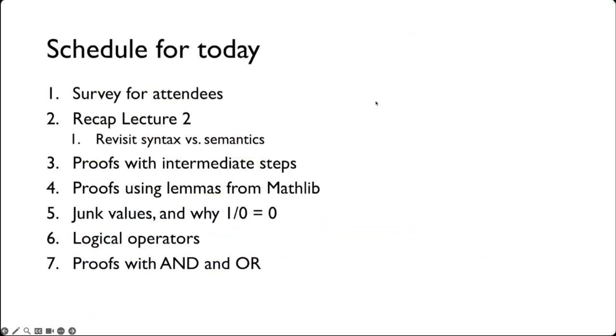So for today, these are the things that we're going to be talking about. I want to recap Lecture 2 and revisit this syntax versus semantics question that we talked about there. We will be doing proofs with intermediate steps and proofs using lemmas. And along the way, we'll see how much we talk about junk values. This is a curious little thing. I didn't quite develop an example. I think we might end up actually hitting this tomorrow rather than today, but we also will be introducing logical operators and proofs with and or.